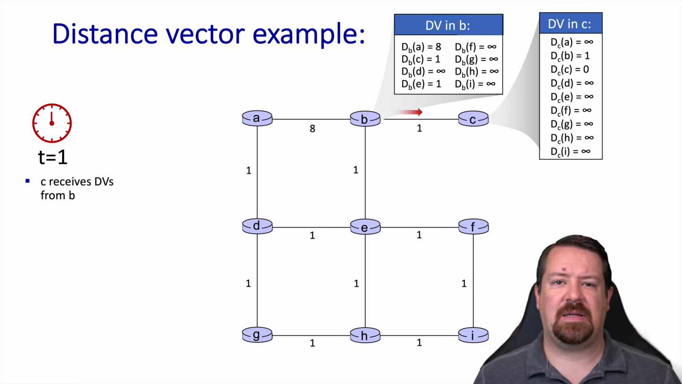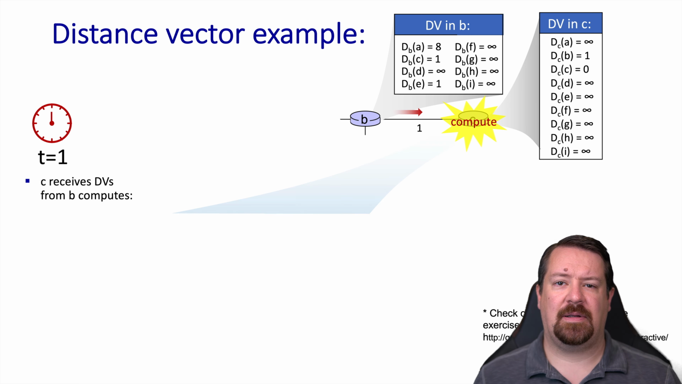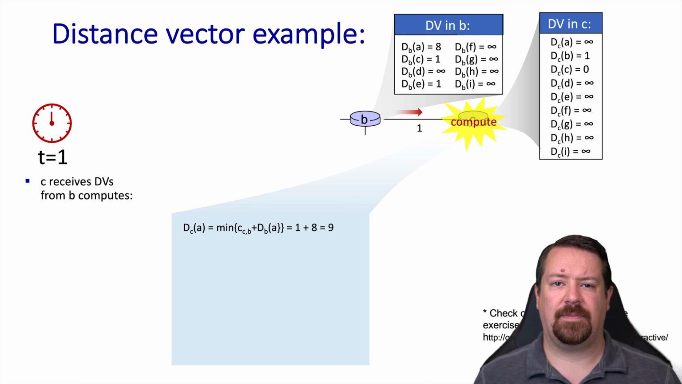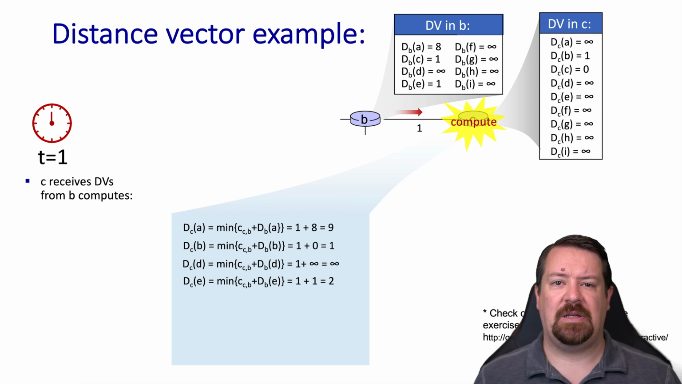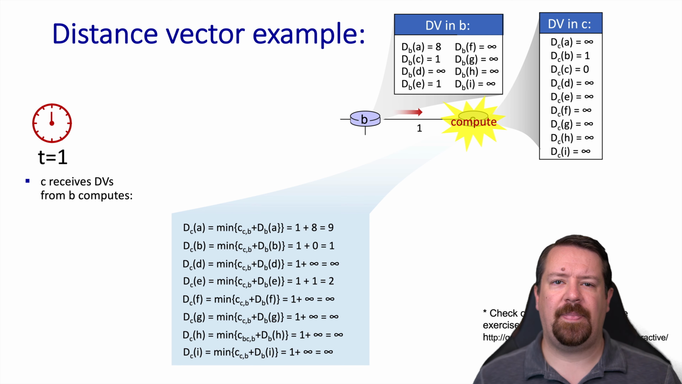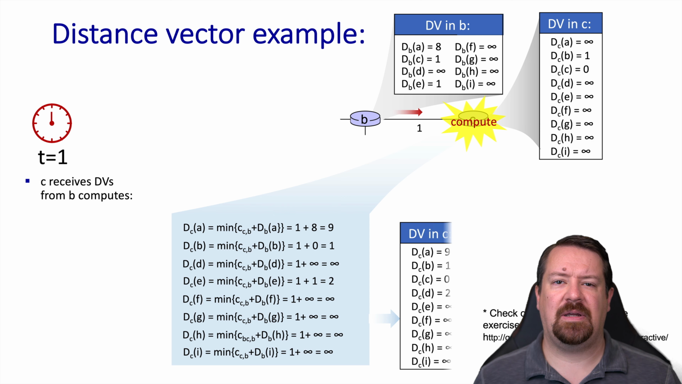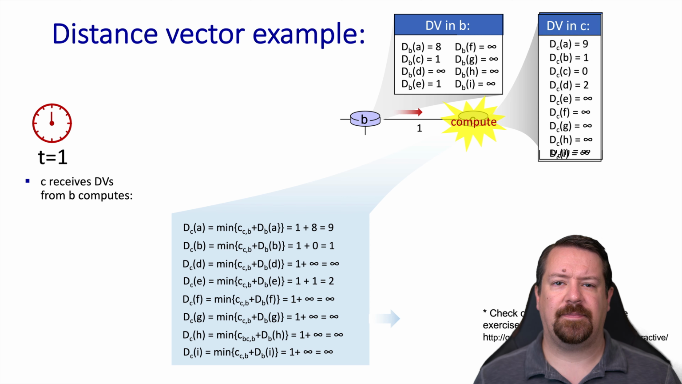Over at node C, the same process is going on in parallel with node B. C has received B's initial distance vector, and is going to use the Bellman-Ford algorithm to recompute its own distance vector. C knows how to reach A, which it didn't before. The cost to B is unchanged. The cost to a number of destinations is still infinite, but it knows how to reach E with a cost of 2. This produces a new distance vector for C, and it also updates its distance vector.